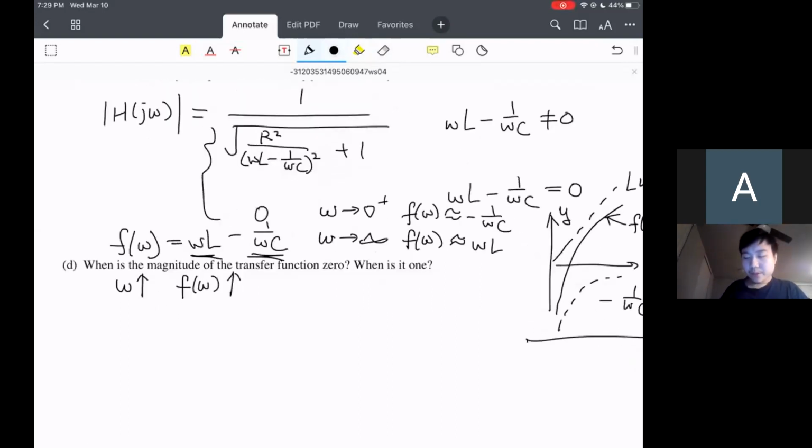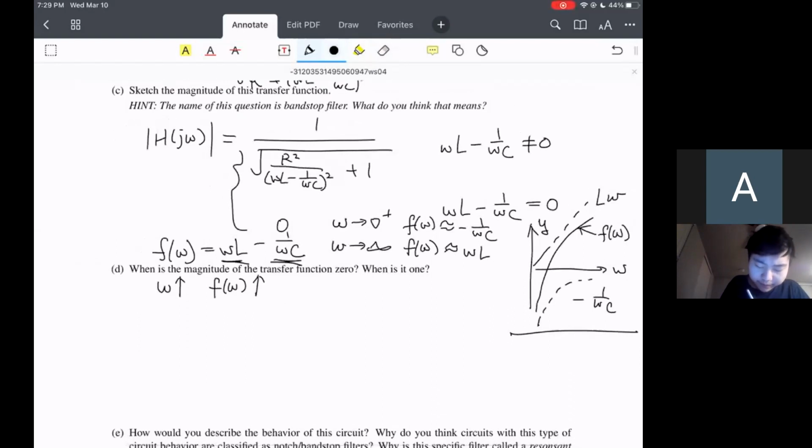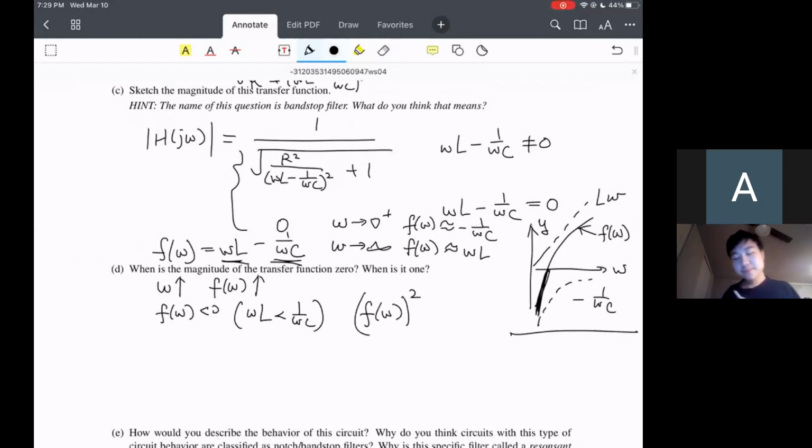So we do a casework on the value of omega. If f of omega is less than 0, that is, if omega L is less than 1 over omega C, then since f of omega is less than 0, you can see that its absolute value as omega increases is going to be decreasing, and so f of omega squared is going to be decreasing.